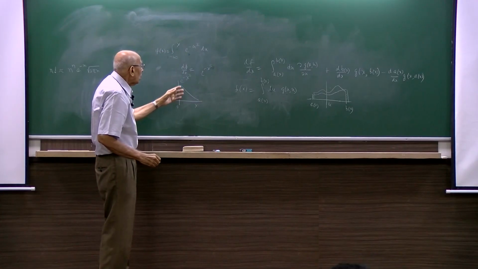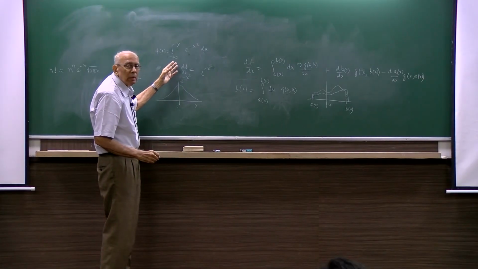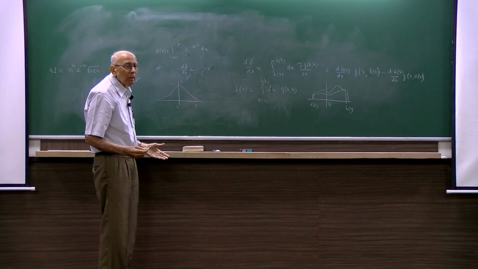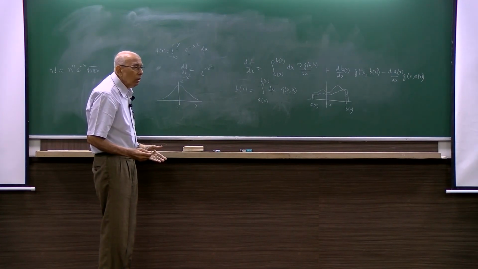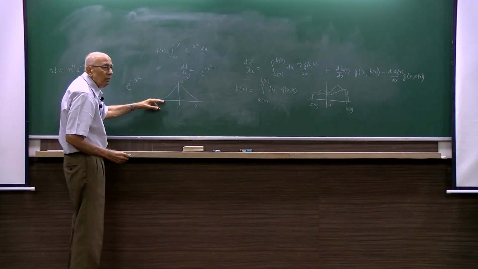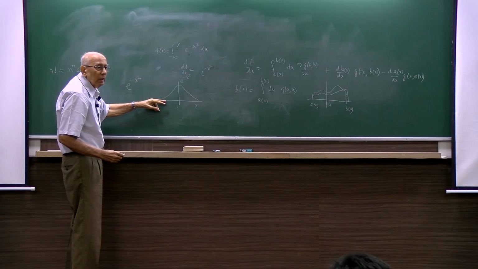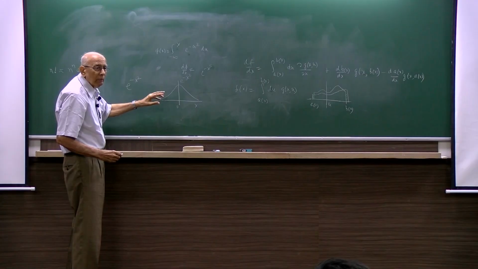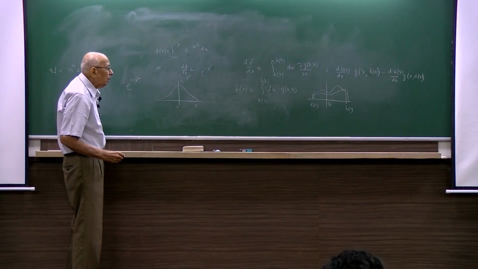And the lower limit is constant, so its derivative is 0, right? So that's the best I can do with e to the minus x squared. No other trick will help me integrate it. And yet we want to find what's the area under this curve. Okay. So that's called a Gaussian integral. So I'm going to show you what the value of this is and how to do it.